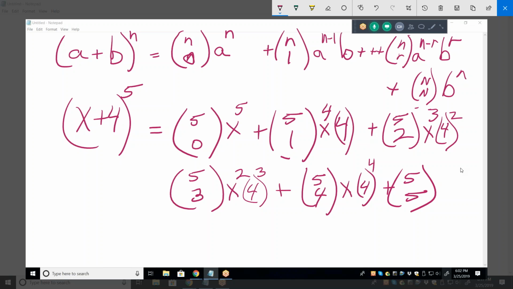In other words, notice the first term had no b, had no 4 in it, and the last term has no x in it. It's just 4 to the 5th. Now, that needs to be simplified. In other words, we need to know what 5 choose 0 is. What is 5 choose 0? Is that 1? What's 5 choose 5?